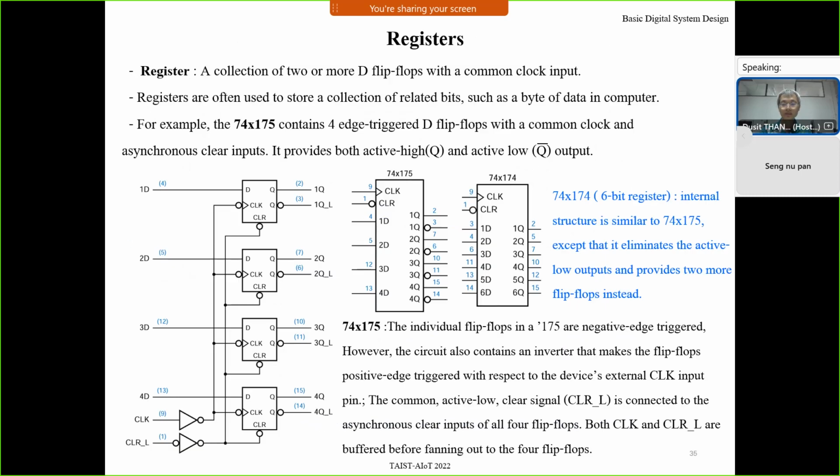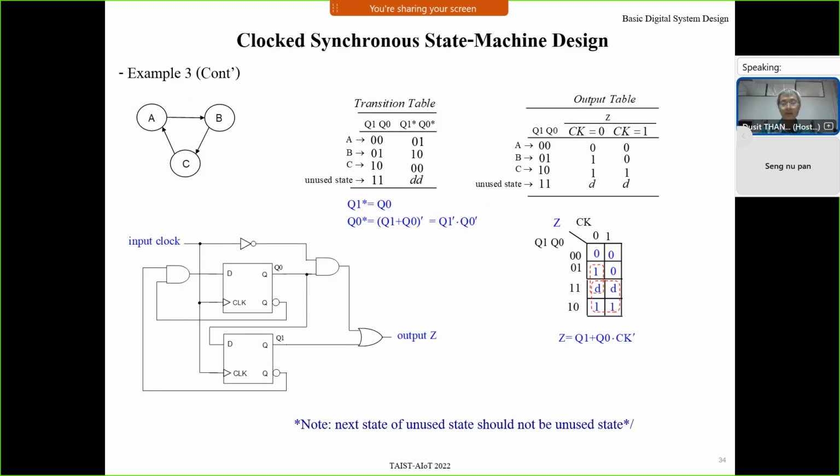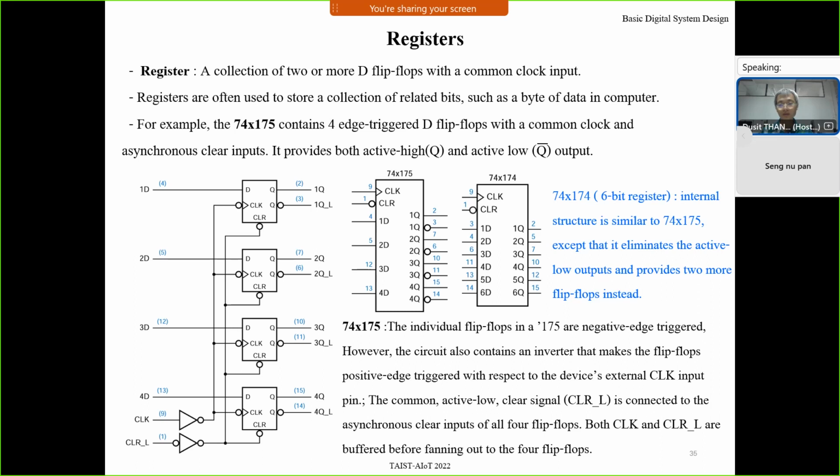Okay, now I will introduce you to some often used modules or elements in a clock synchronous state machine or sequential circuit. The first one is the register. A register is actually composed of multiple bits of flip-flop. For example, all of these use a common clock.